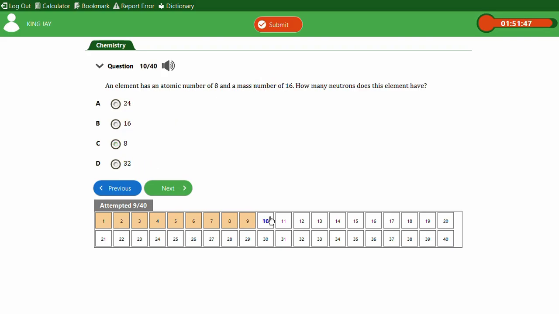An element has an atomic number of 8 and a mass number of 16. How many neutrons does the element have? The element has 8, because of the mass number. So how did I get it? Let me put it straight like this. Mass number equals the number of protons plus neutrons, and atomic number is the number of protons. So if you substitute, mass number minus atomic number will give you the number of neutrons. So automatically 16 minus 8 is 8.